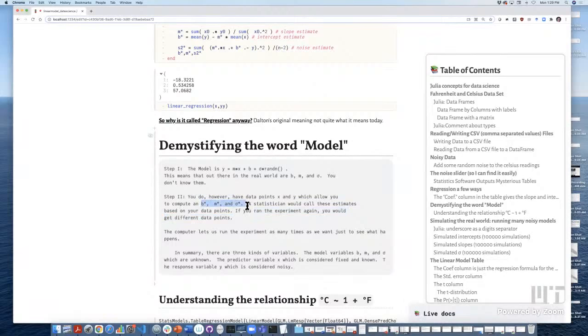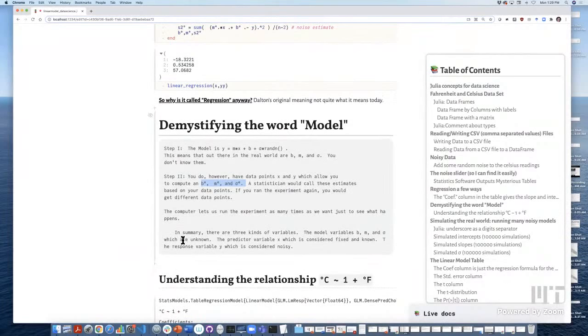But let me make clear, in this model there really are three kinds of variables. I feel it's worth distinguishing them. There are the model variables, B, M, and sigma, which are unknown. In the end, they remain unknown; you might have estimates for them, but in the end these variables are unknown. There's the predictor variable X, which is considered fixed and known. And then there's the response variable y, which is noisy. Those are the kinds of variables that we have.